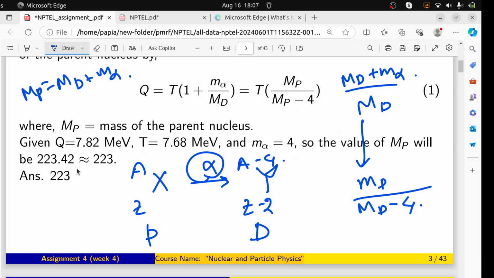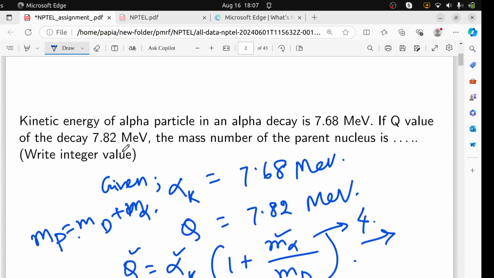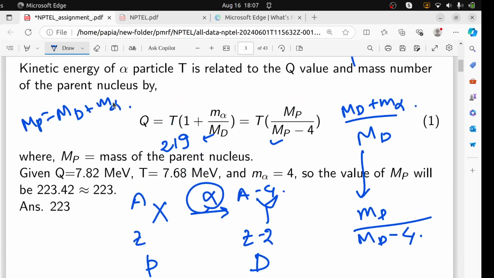So with Q equal to 7.82 and T equal to 7.68, the value of m d will be 219, and then m p comes out as 223. Since the mass of the daughter particle should be an integer value, I have written 223. Maybe I have calculated that correctly, or I can check once again.